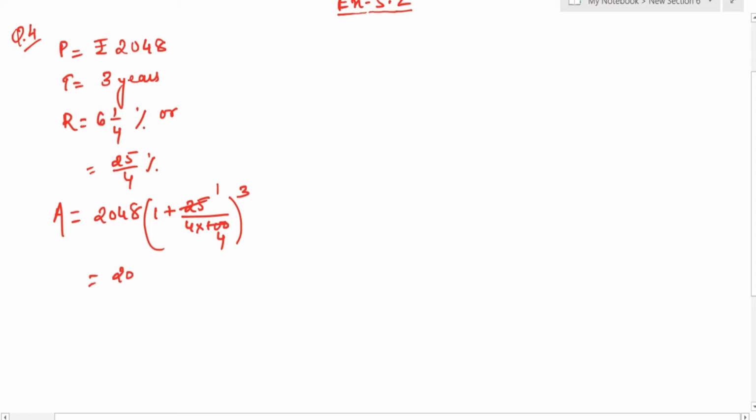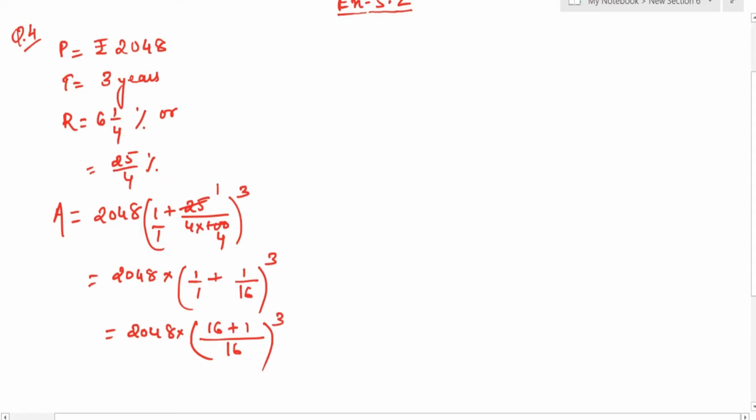On further solving, we are having 2048 into 1 by 1. Here it is nothing, that is 1 upon 4, 4 fours are 16. Now I'll take out the LCM, that is 2048 into the LCM of 16 and 1, which is 16. 16 ones are 16, 1 ones are 1. So on calculating the amount, we are having 2048 into 16 plus 1 is 17 upon 16 whole cube.